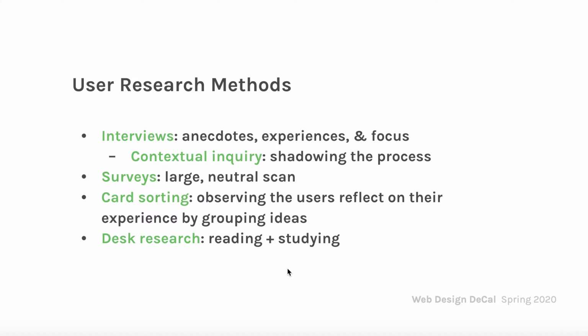There are also surveys, which is a large neutral scan. So if you need a lot of just statistical data for your product, surveys can be really helpful for sifting out insights from a large user base. There's also card sorting, which is writing down a bunch of topics or ideas on cards, and you observe how the user groups them and explains their thoughts on those ideas.